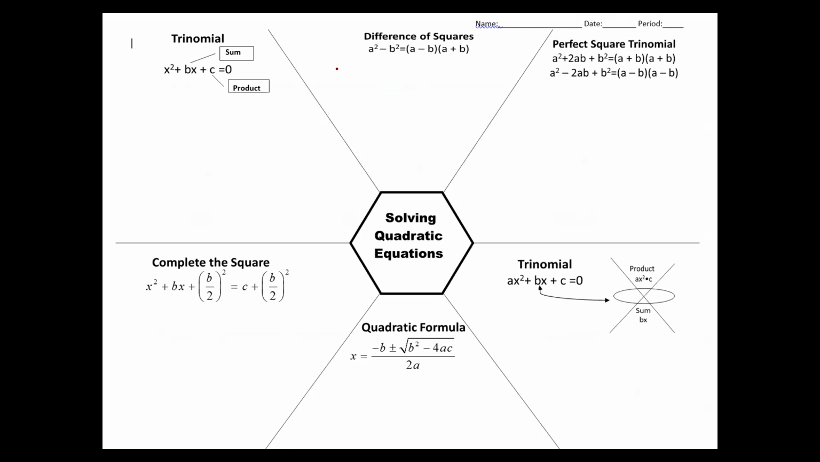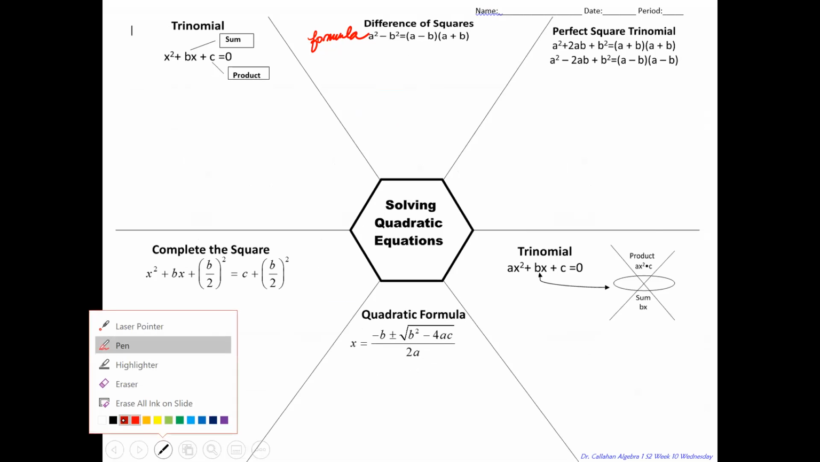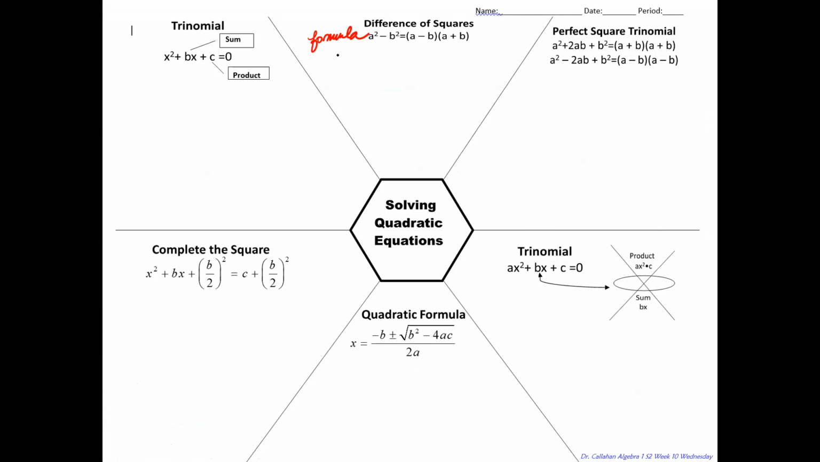I'm going to come up with an example. This is a formula, of course, that we were introduced to in class. I'm going to make up 2 examples. One I'm going to show you how to do, the other one you're going to do on your own. So a squared minus 9, and then we'll do x squared minus 16.